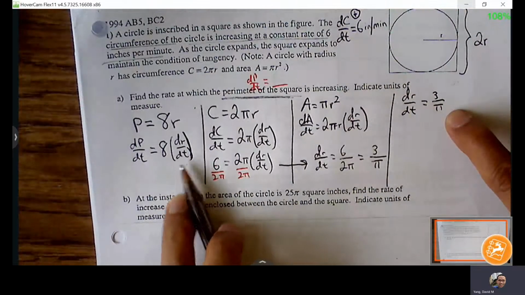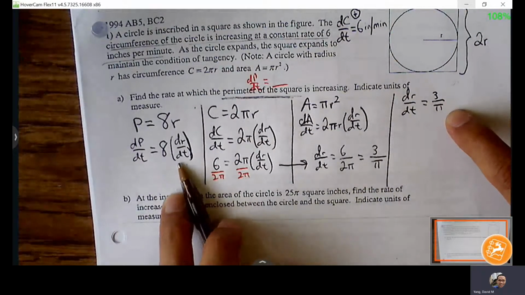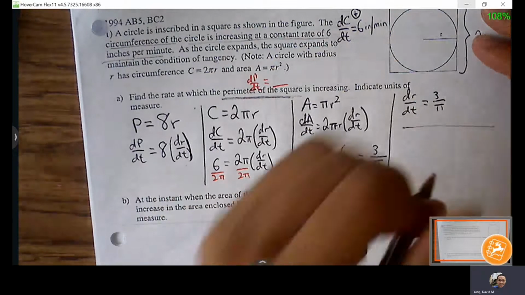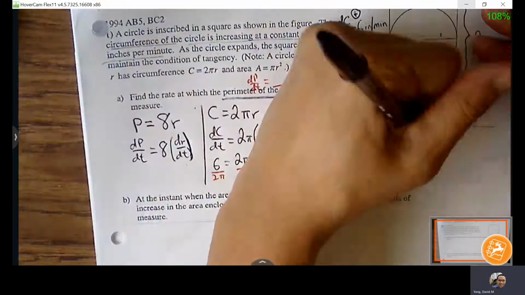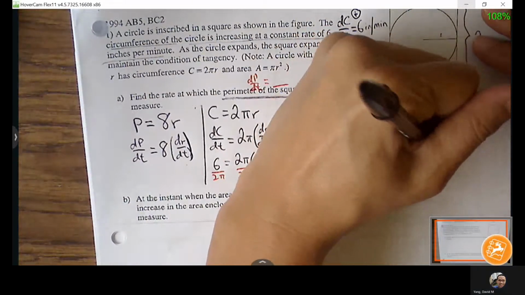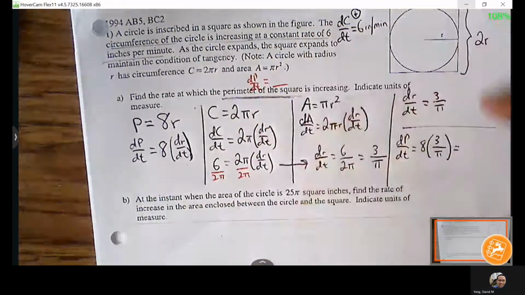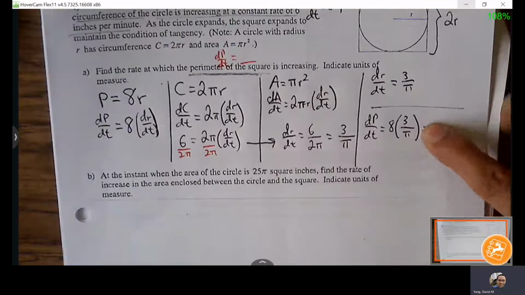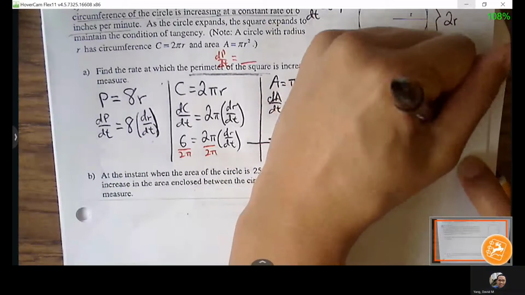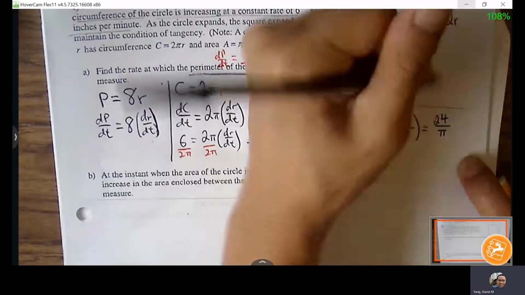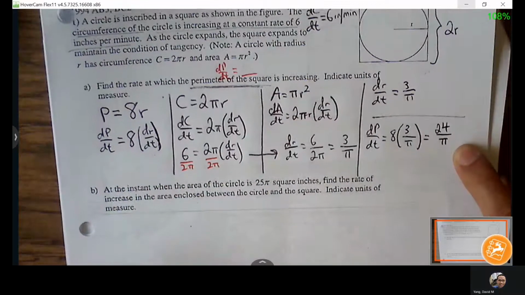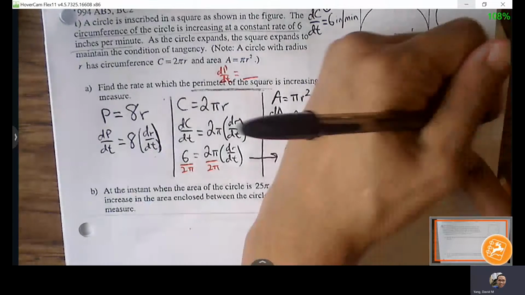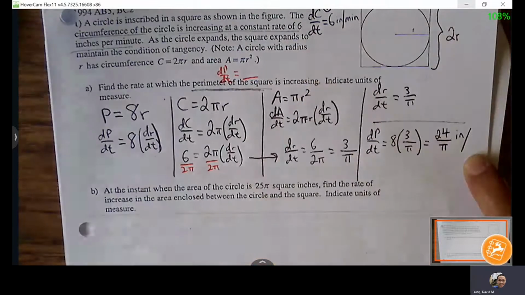So now we're ready for our dP/dt. Make that final substitution. Okay, what's our unit of measure here? Yeah, inches per minute.